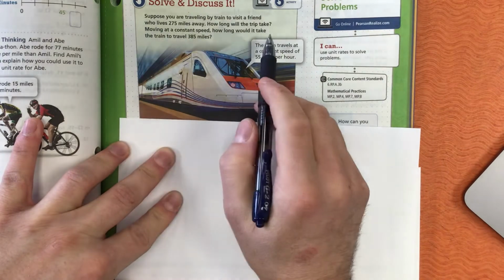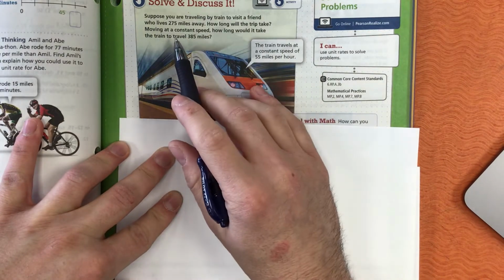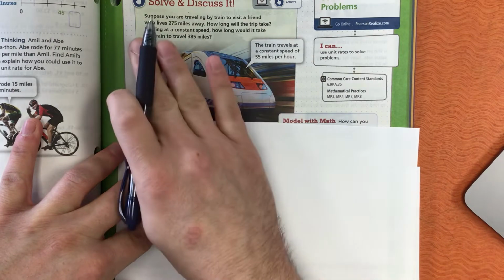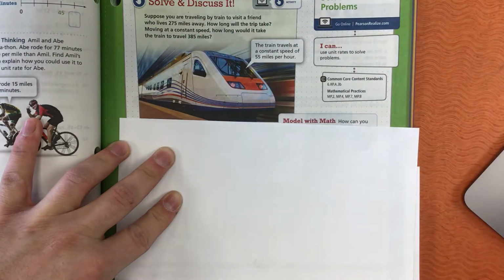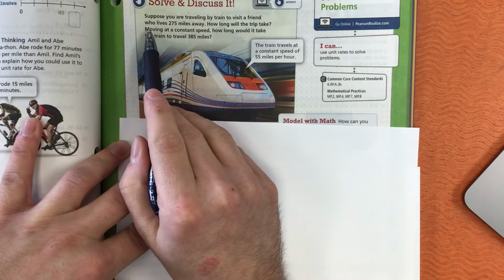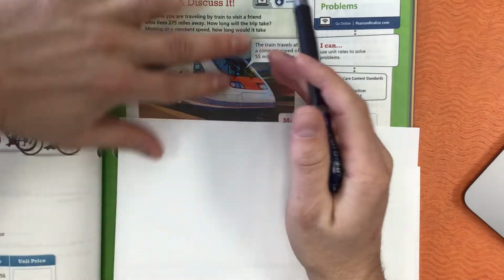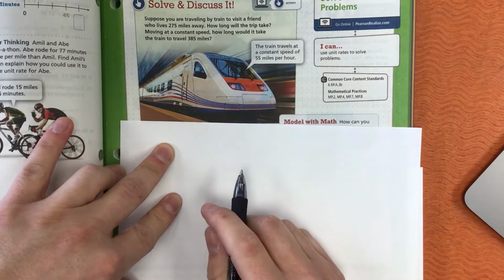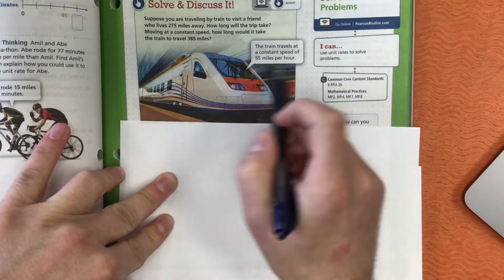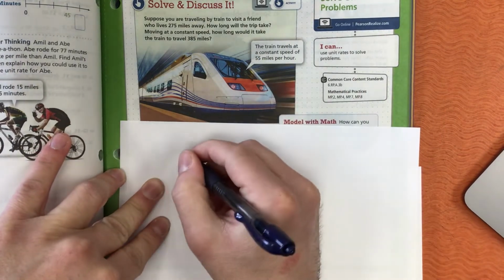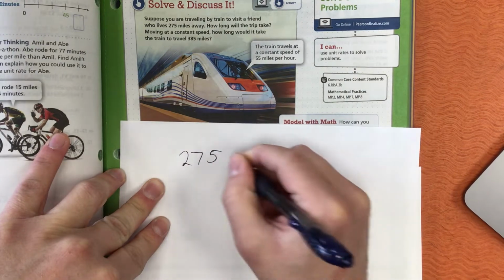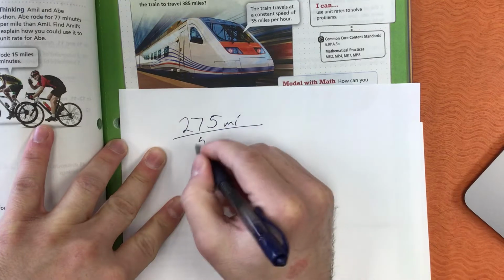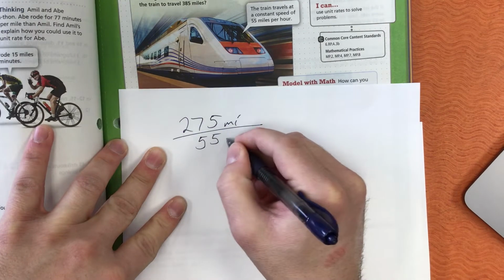So suppose you're traveling by train to visit a friend who lives 275 miles away. How long will the trip take? This is the first thing. There's more text here, but that's one question right there. Forget about the second part. We don't need to do it yet. The train travels at a constant speed of 55 miles per hour. There's that little blurb right there. So it's traveling 275 miles at a rate of 55 miles per hour, right?